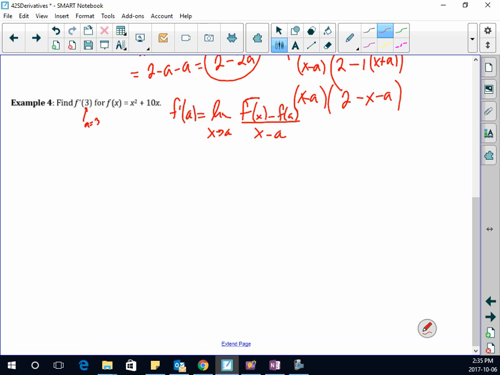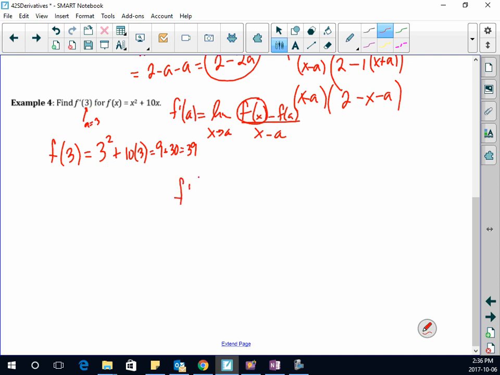We already have f of x. We do not have f of a. But in this case, I already told you a was 3. So that means I need to find f of 3. So what do I get? 3 squared plus 10 times 3. Yes? So 9 plus 30 equals 39. Everybody checking my work there? Okay. So now let's go.